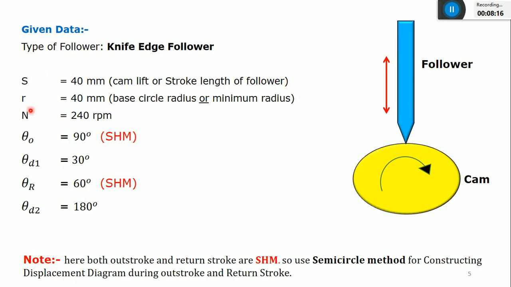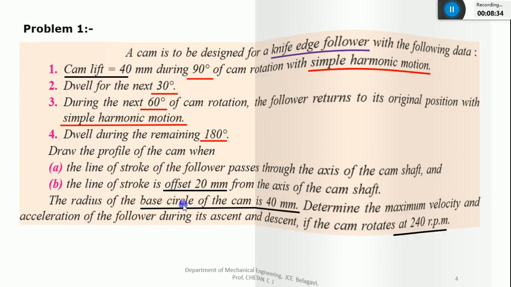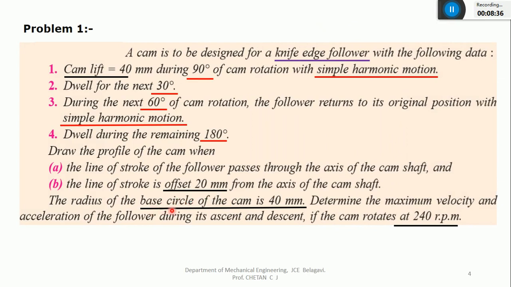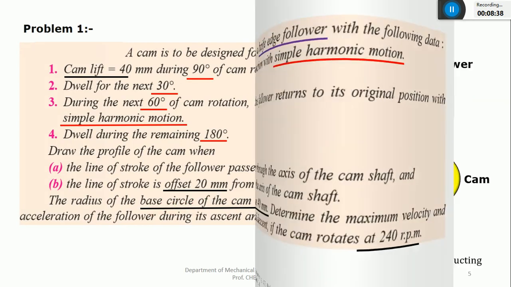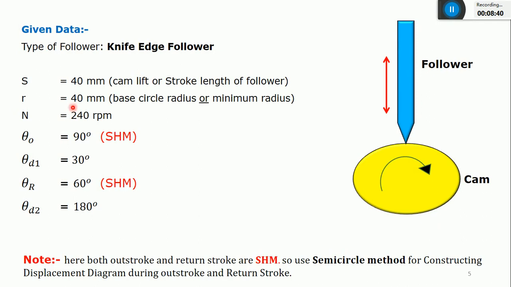And one more data is given as 40 mm. That is nothing but the base circle radius. Sometimes they will mention minimum radius also. Both are the same. In the problem they will mention the minimum radius of the cam is 40 mm, or sometimes they will mention it as a base circle. So you can see here the base circle of the cam is 40 mm. Correct. So I'll write that one also. You can indicate it with small or capital R.